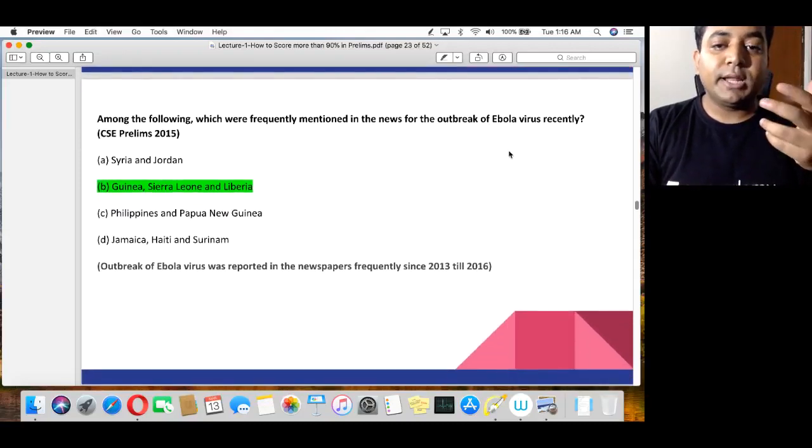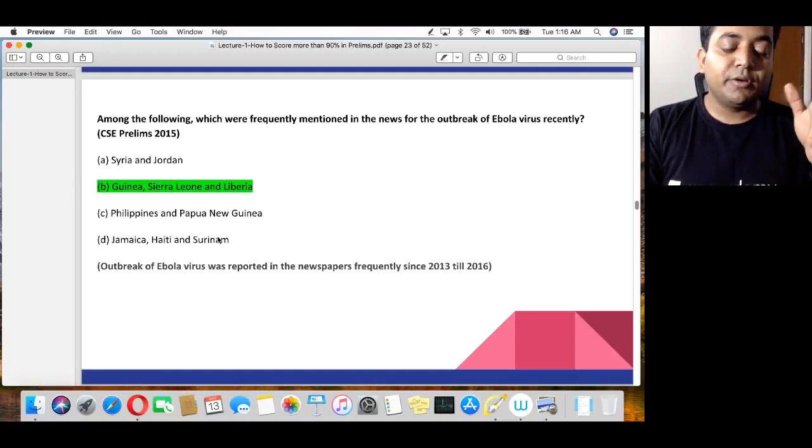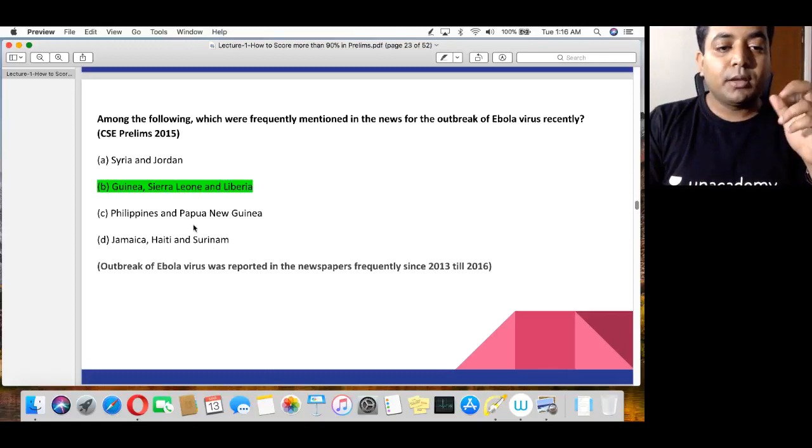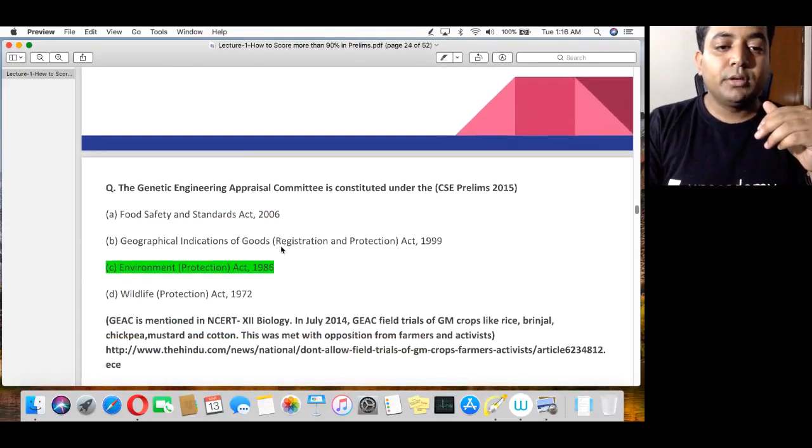In which of the following countries did the outbreak of Ebola virus occur recently? I know Ebola is related to Africa. So it cannot be the Philippines or Papua New Guinea, which are Southeast Asian countries. Syria and Jordan are Middle East countries. Jamaica and Haiti are in the Caribbean islands, Suriname is in South America, but Guinea, Sierra Leone and Liberia are African countries. Again, this was in the news a lot.